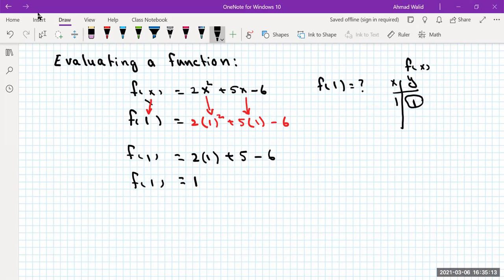This is how you evaluate a function. It means replace your variable with the given number, follow the order of operations, and simplify. Correct? Let's do a few more examples.